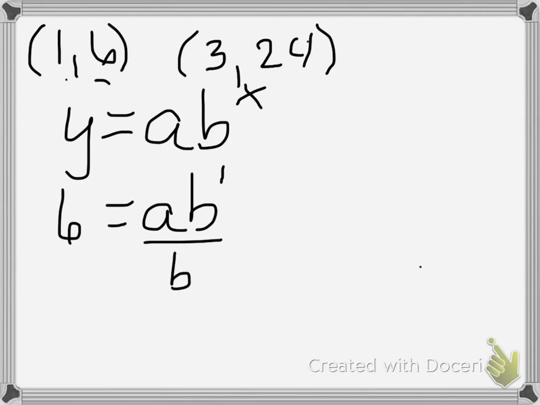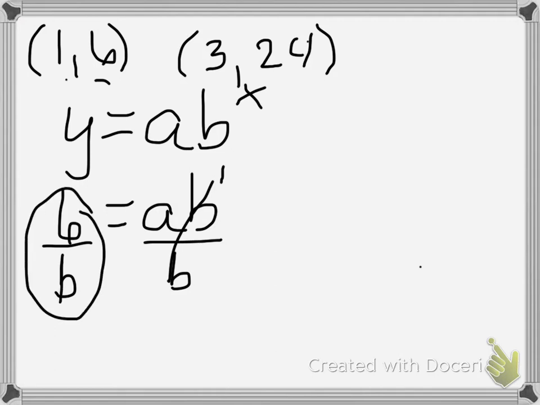Okay, so now I'm going to try to get a by itself. So I'm going to divide both sides by b. So now I know that a is equal to 6 over b. So I'm going to take this value and substitute it in place of my a. So I have y equals, and instead of a, I have 6 over b times b raised to the x power.